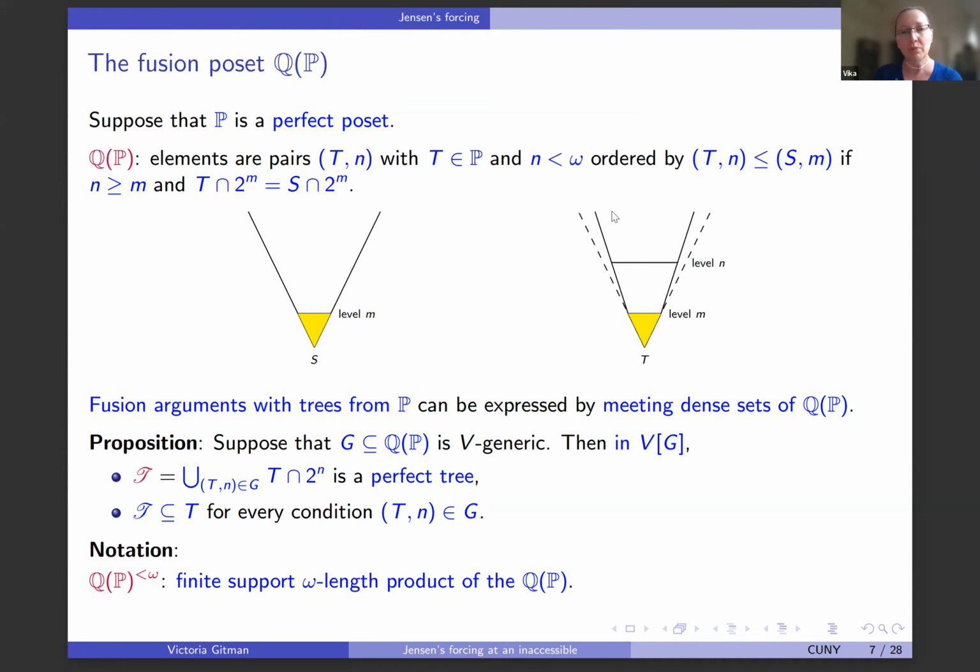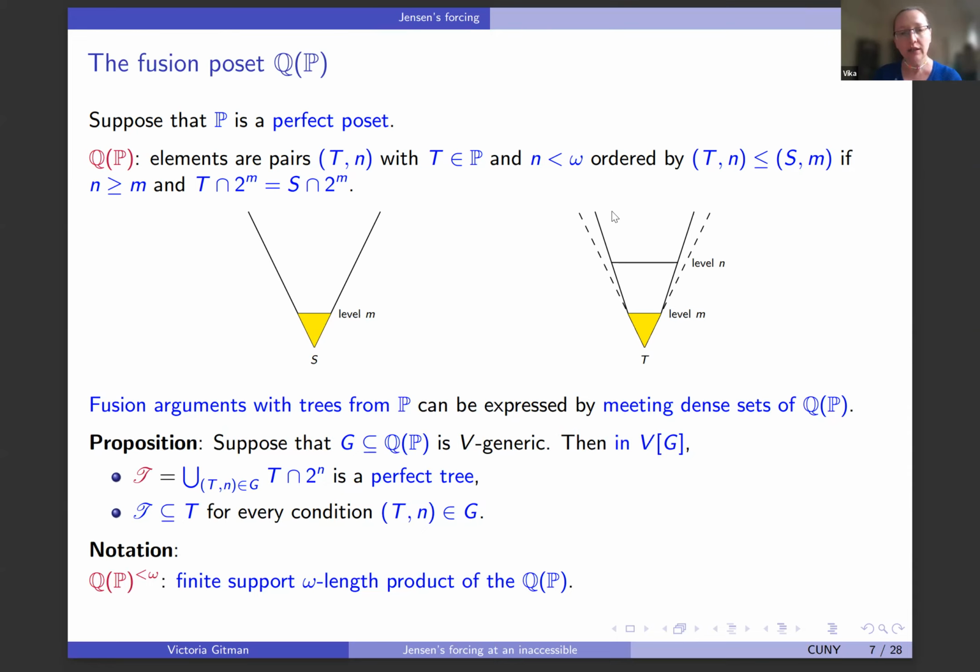And so the fusion poset is a nice way of expressing fusion arguments with the trees from P by meeting dense sets of this poset. I don't think you actually need it, but I like it as opposed to doing fusion arguments. It's more intuitive for me, and this is from Yuri Abraham's paper. Okay. All right, so what does the fusion poset actually add?